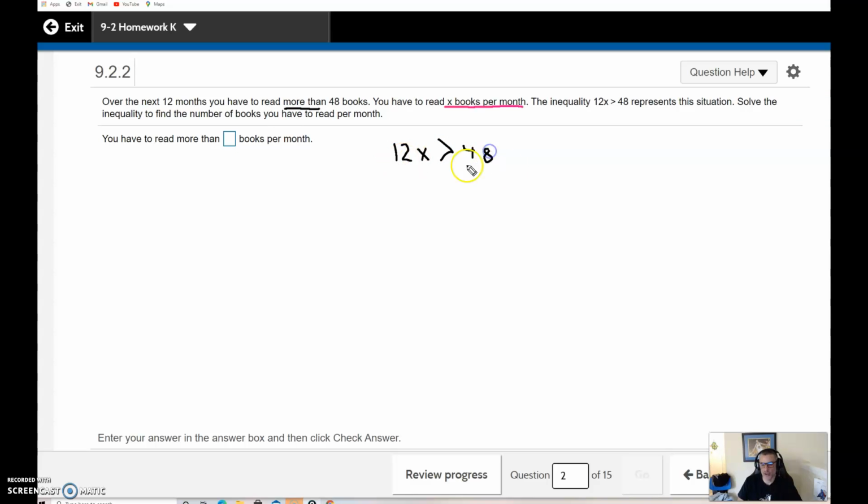So we're going to go ahead and solve this exactly the same way that we would solve the similar equation, right? Since we're multiplying X by 12, we're just going to divide by 12 on both sides. If I multiply and divide by the same number, those cancel. And I get X is greater than 4. This assignment doesn't ask you to graph, but the next ones will. So I'm going to go ahead and create the graph for this anyway.